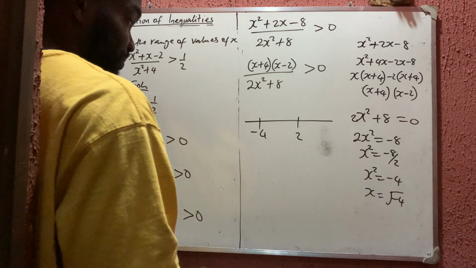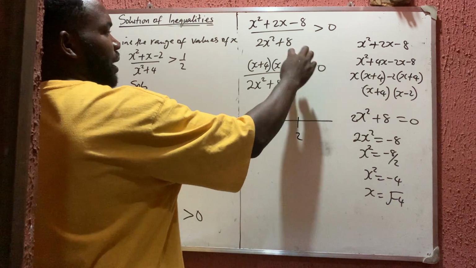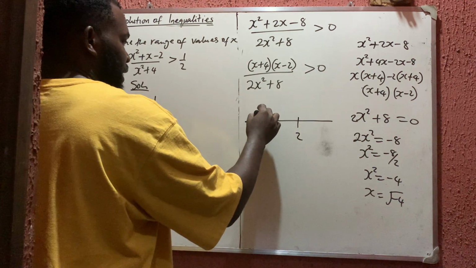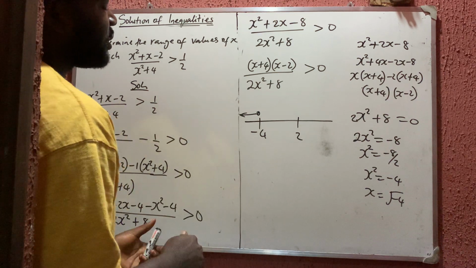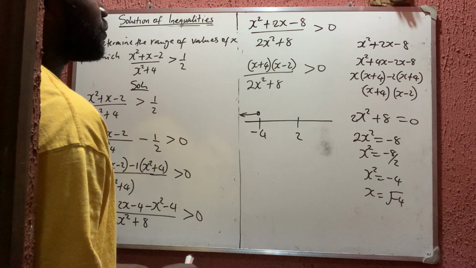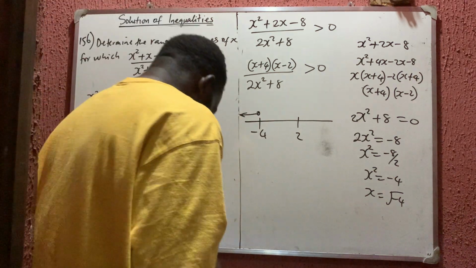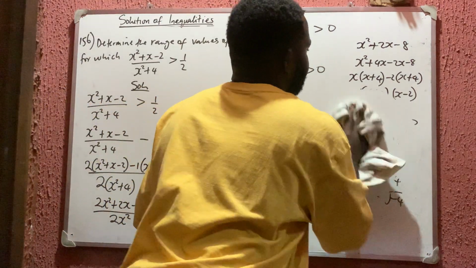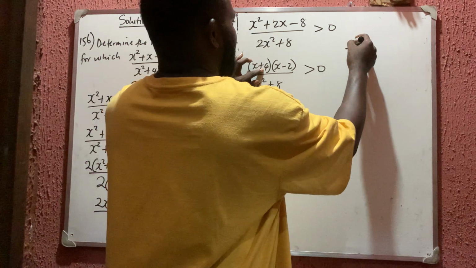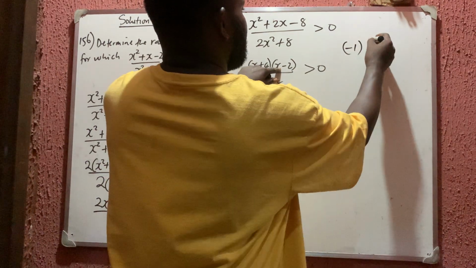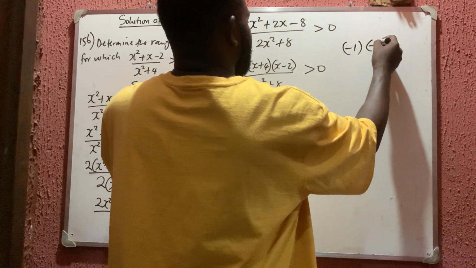All right? Okay. So now let us check out what will give us a positive number. Greater than 0 means positive. Let's check this side. Give me a number that is less than minus 4. That is minus 5. So if I put here, I'll be having minus 5 plus 4, which will give you minus 1. Minus 5 minus this will give you what? Will give you minus 7.